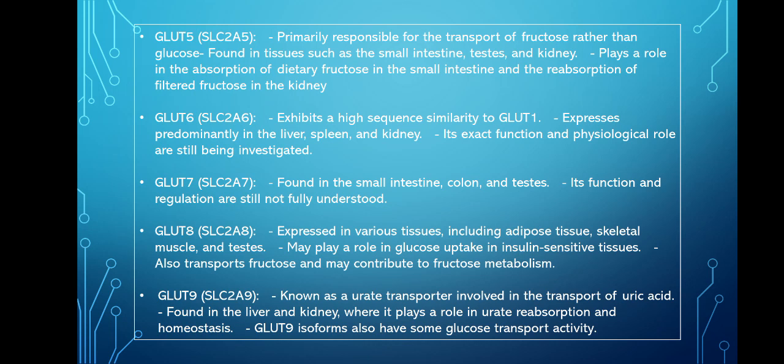GLUT9, known as a urate transporter, is involved in the transport of uric acid. It is found in the liver and kidney, where it plays a role in urate reabsorption and homeostasis. GLUT9 isoforms also have some glucose transport activity.